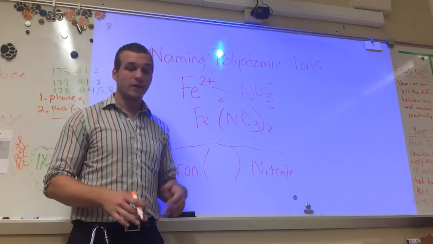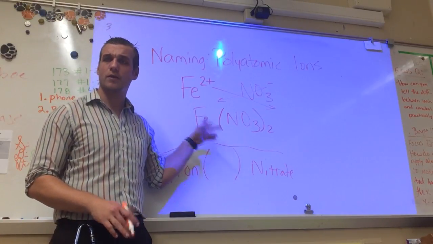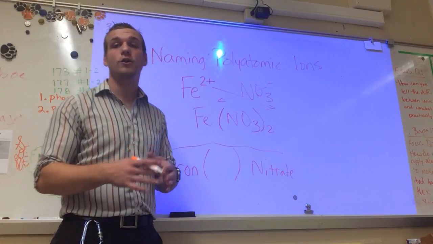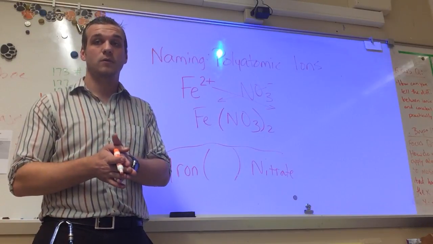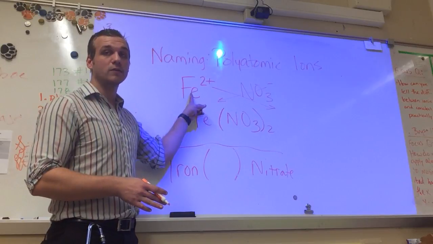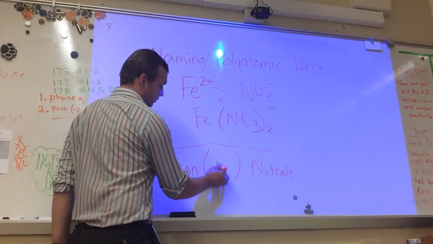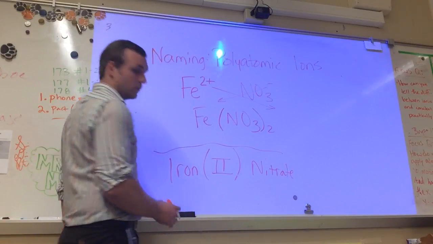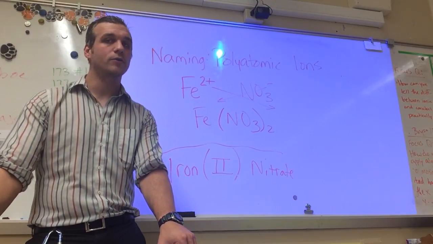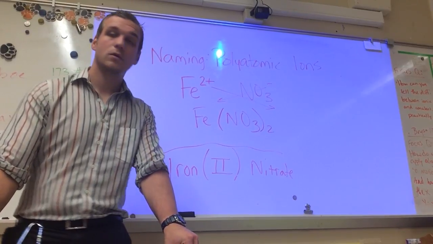So to name this, it's not iron 1. Yeah, you only have 1, Mr. Ullery. Shouldn't it be iron 1? No. Remember, the Roman numerals come from the charges, not the number of atoms. So iron has a charge of 2 plus. Okay? So the charge is 2. So the name of this is iron 2 nitrate. Iron 2 nitrate. Okay? So go and practice a couple of these, and we'll go from there.